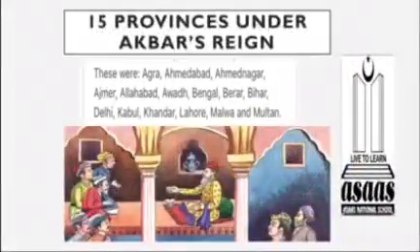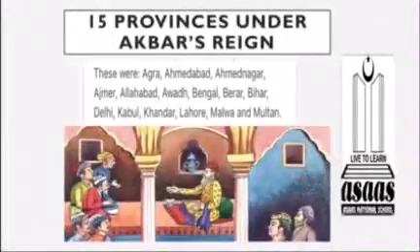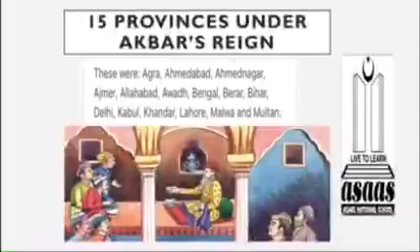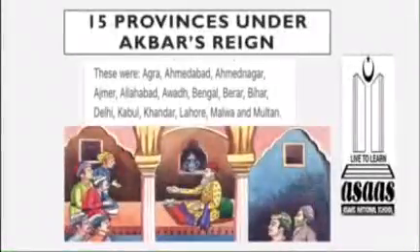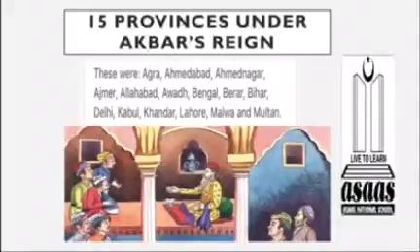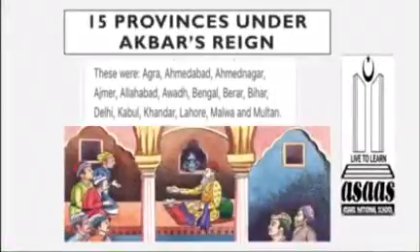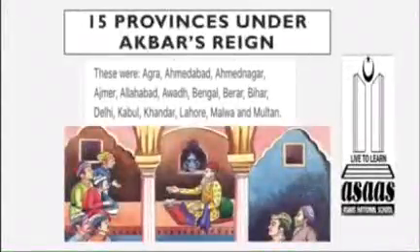So as I told you before, Akbar divided his empire into 15 provinces or subas. These were first Agra, second Ahmedabad, third Ahmednagar, fourth Ajmer, fifth Allahabad, sixth Awadh, 7 Bengal, 8 Berar, 9 Bihar, 10 Delhi, 11 Kabul, 12 Kandahar, 13 Lahore, 14 Malwa, and 15 Multan.